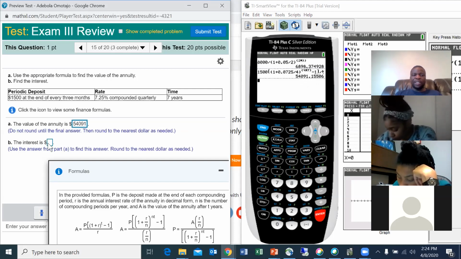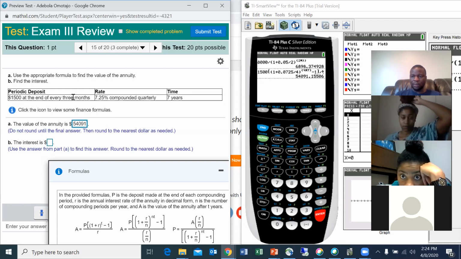Now to find how much interest you've made. At the end of 7 years, you have an annuity that is worth $54,091. You made that money by depositing $1,500 at the end of every 3 months, pretty much at the end of every quarter for 7 years.